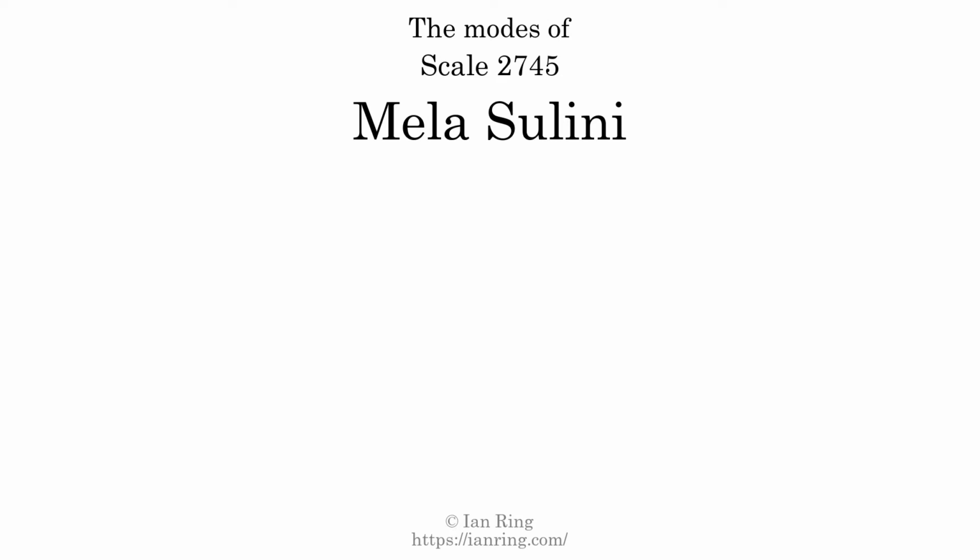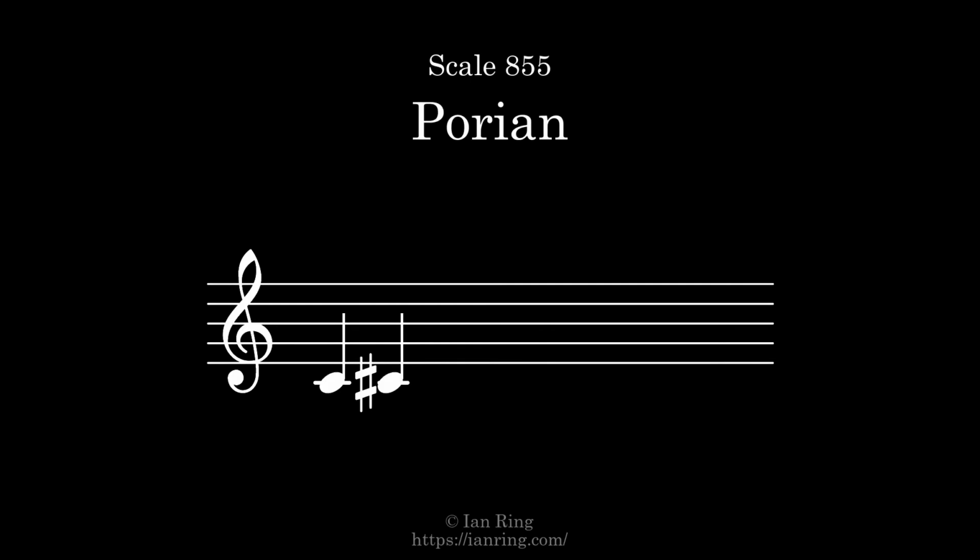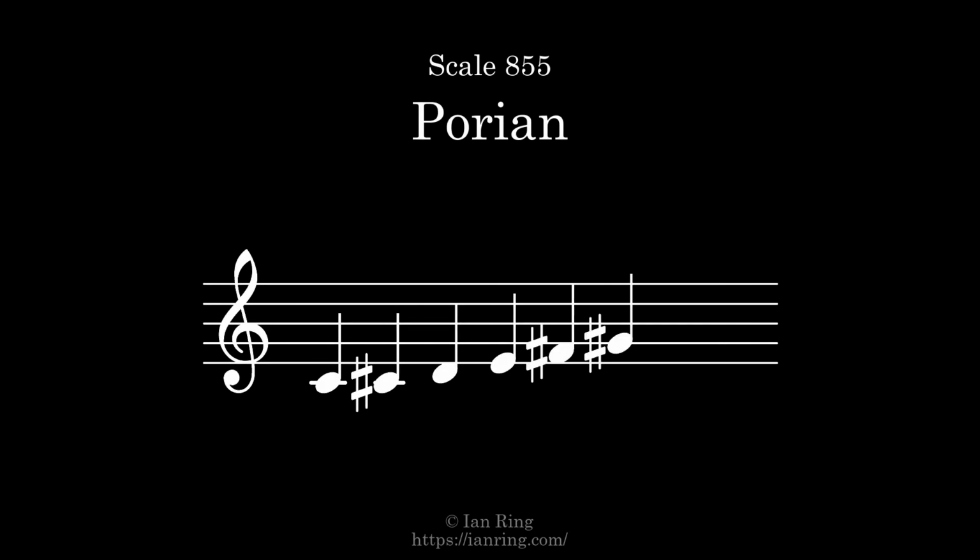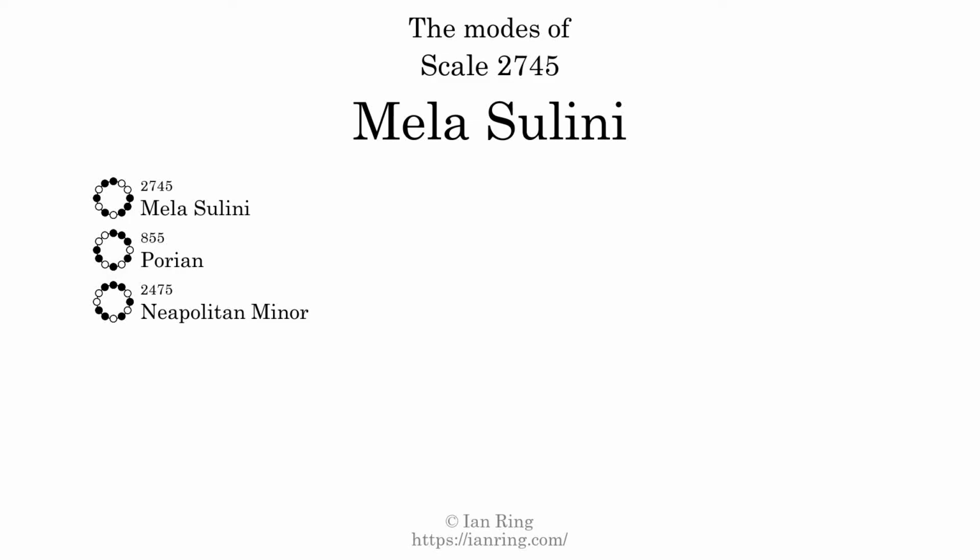This scale has 7 modes. The first mode is itself. The second mode is scale 855, also known as Porian. It sounds like this. The third mode is scale 2475, also known as Neapolitan minor. It sounds like this.